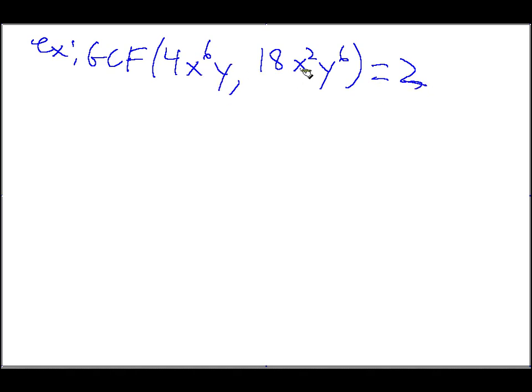How about x to the 6, x squared? Well, again, lowest power wins, right? So x squared is the GCF here, all right? How about y and y to the 6? Again, lowest power wins. What's the power of y here? Well, it's an invisible 1, right? So y. So therefore, the GCF of these two expressions is what? 2x squared y. All right? Not too bad at all.